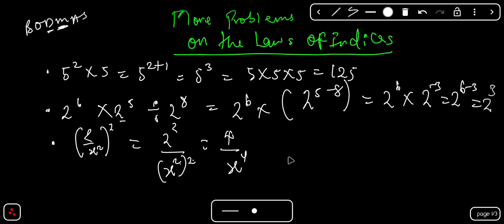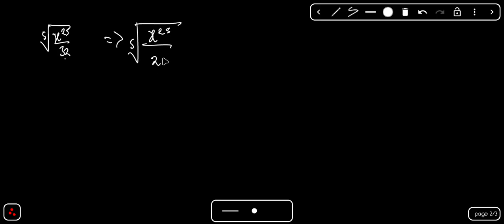Okay, now, next problem we are going to solve. We have the fifth root of x raised to the power of 25, then everything over 32. We can rewrite 32 in terms of 2. That is, 2 raised to the power of 5 will give us 32. Okay, so then we are going to have the fifth root of x raised to the power of 25, then over 2 raised to the power of 5.